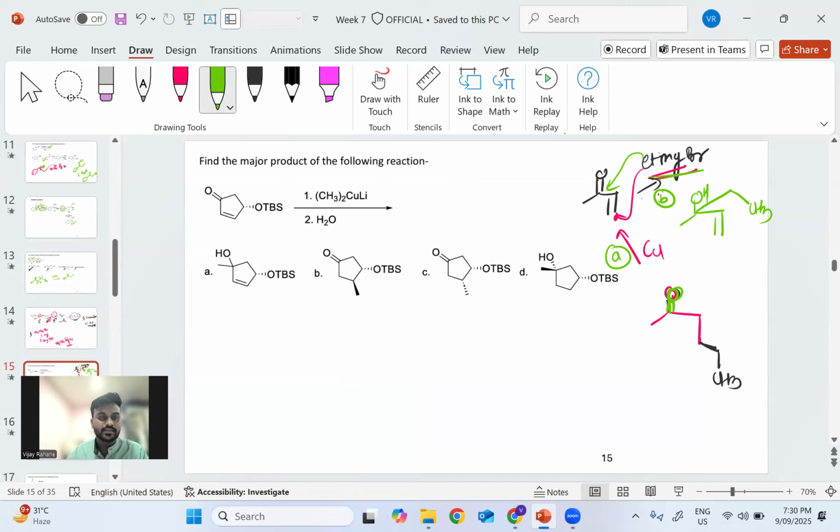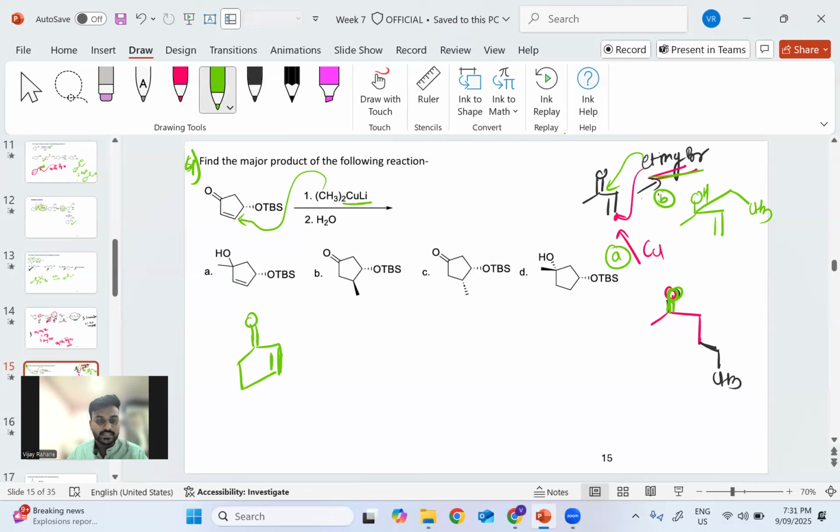In the same manner, here also the same question is given. You have been given the copper lithium. As in the same example I have explained, it will act as a soft nucleophile and will preferentially add on this carbon, which is adjacent to the carbonyl group. So the 1,4 addition is dominant here. I will just draw it in the same fashion that I have shown. So this is the starting material we have.